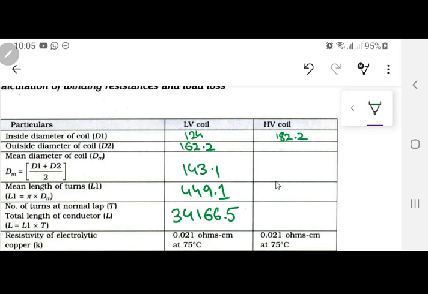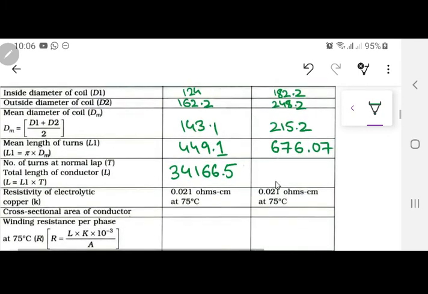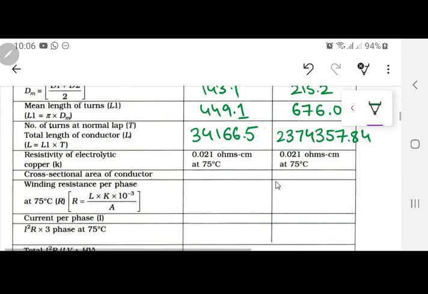182.2, 248.2, 215.2, 676.07 millimeter. Please remember the milli units, I am not writing it. The next 2374.357.84. Okay, so now this is actually copper.